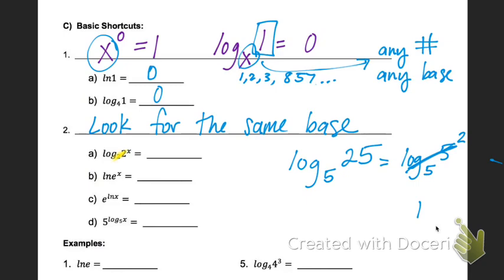Now, when you have an exponent, like here, we'll just look at A and B for a second. When you have an exponent next to a log, it jumps out in front before you solve it.